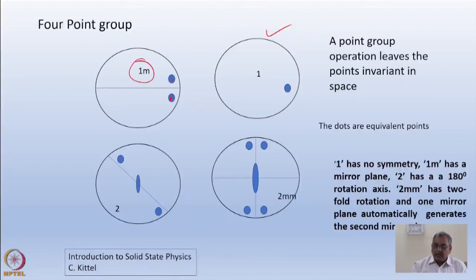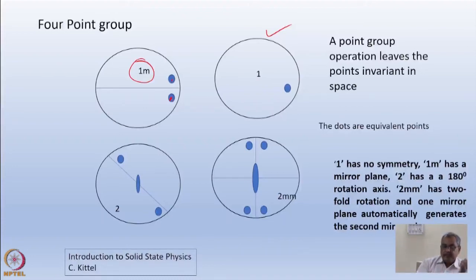Now I can also invoke a rotational symmetry. A point group operation basically means that the operation leaves the points invariant in space. So here, if I have, let us say, two oxygen atoms at these two points instead of the circles in some structure, then they have 1M symmetry.